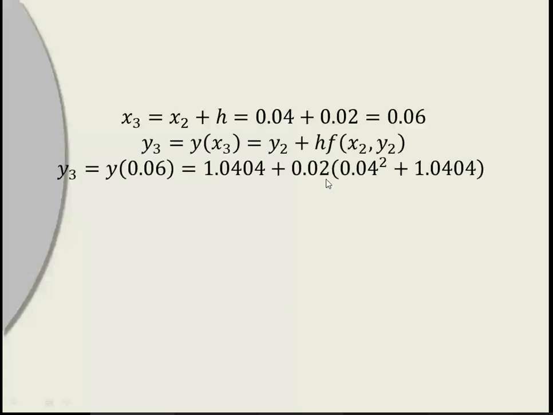Okay, so y3 will be y2 plus h times f of x2, y2. So y of 0.06 will be, y2 is 1.0404, h is 0.02, substituting x2 and y2 into the function. Do the simple calculation. So y at 0.06 will be 1.0612. That is what we want. Here it is written correctly.